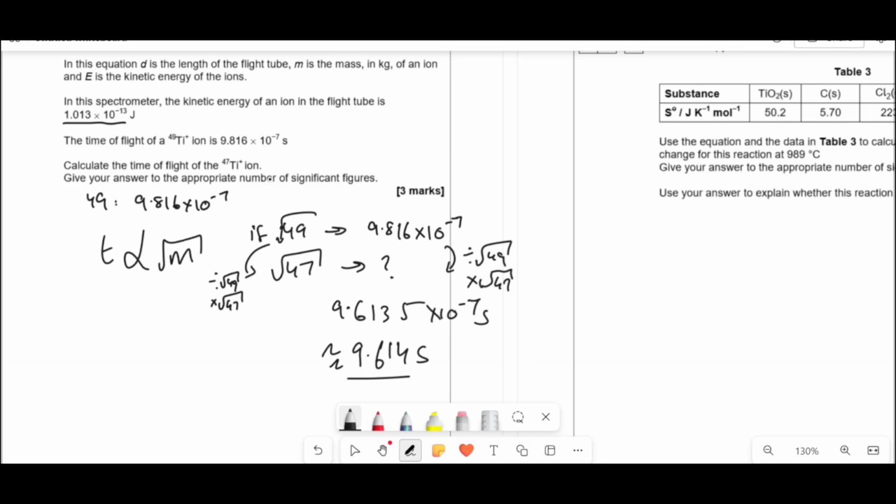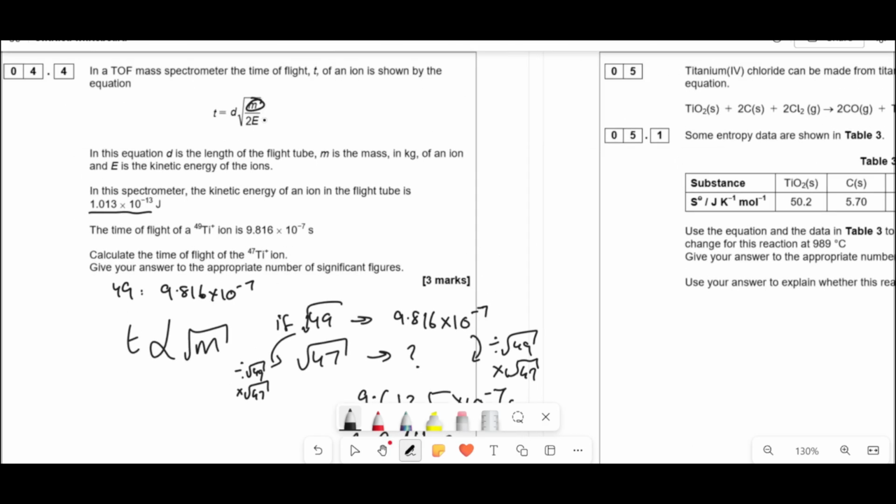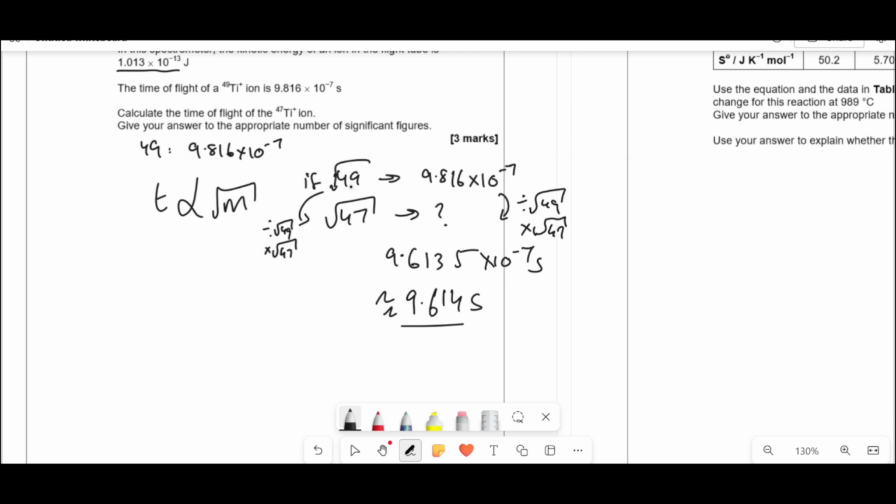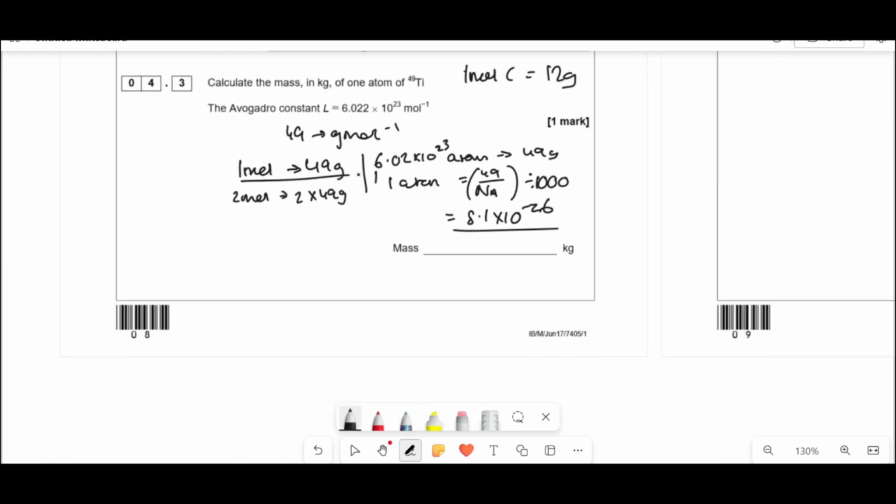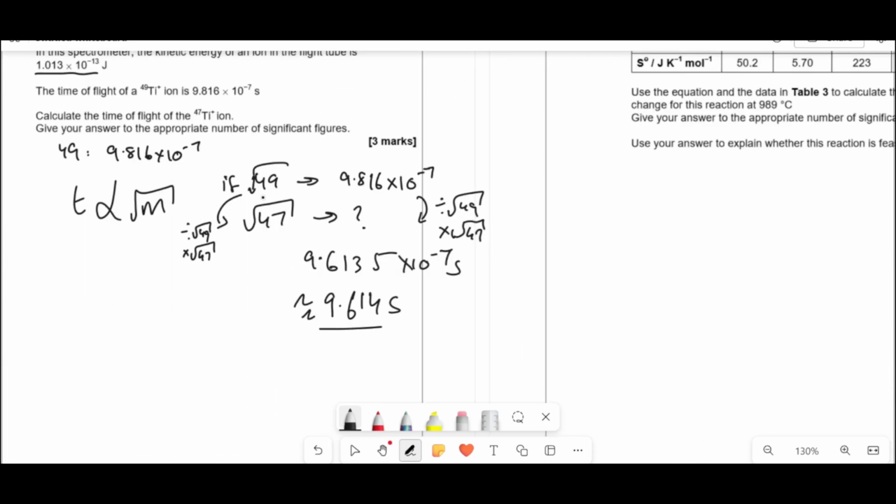There you go. Because the only thing that's changing between the two of these is its mass. So whenever you're doing that, you can literally compare it like that. In the same way, in the previous question, I said 1 mole weighs this, so 2 moles must be 2 times this. Here, root 49 gave us this, so then root 47, or if I were to do 2 root 49, it would be 2 times that, right?